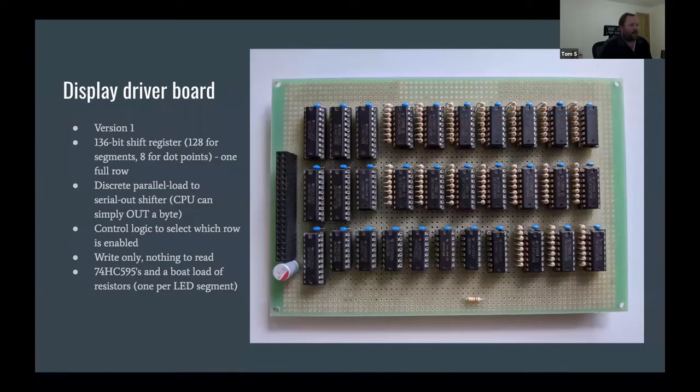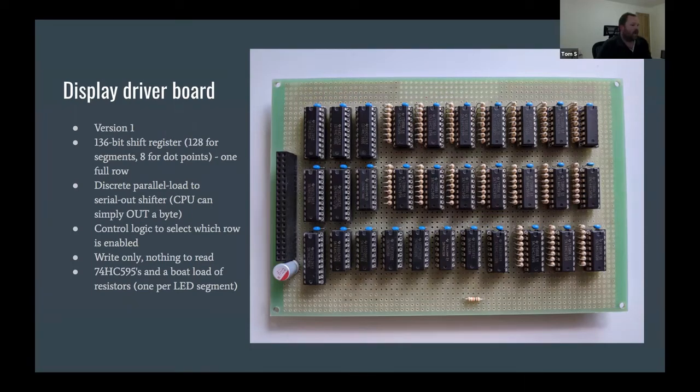and that brings us on to the display driver board version 1. As I hinted at the beginning, it is basically just one big shift register, and in particular, it's 136 bits. 128 of those are used to drive the display segments, and then a further 8 are used for the dot points on each of the displays. So you do have the ability to use all of the segments and whatnot. You just have to shift out the right data.